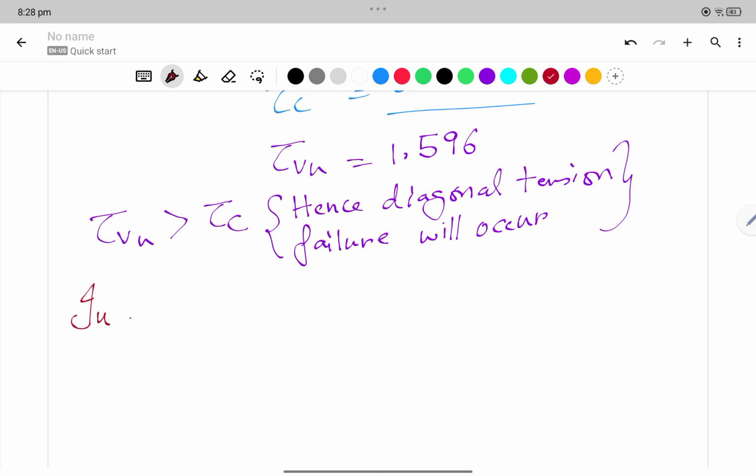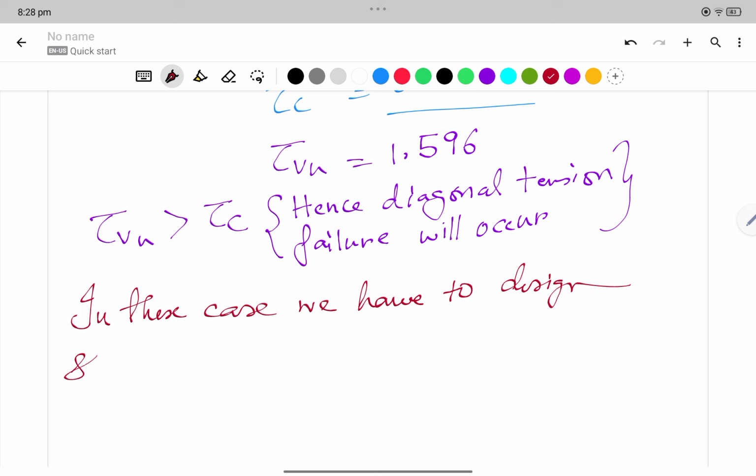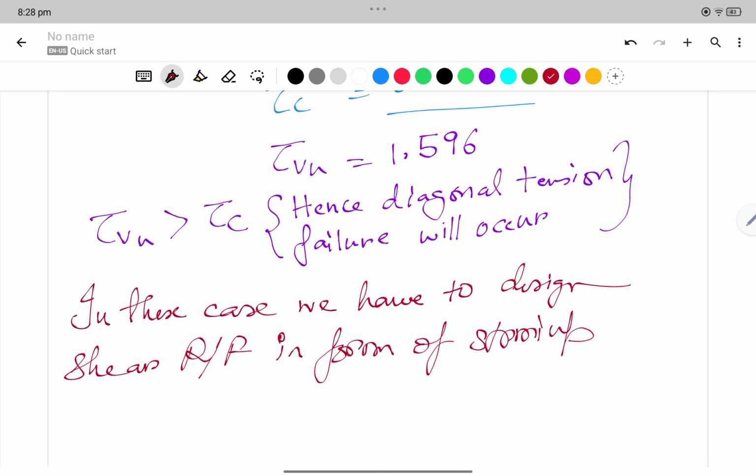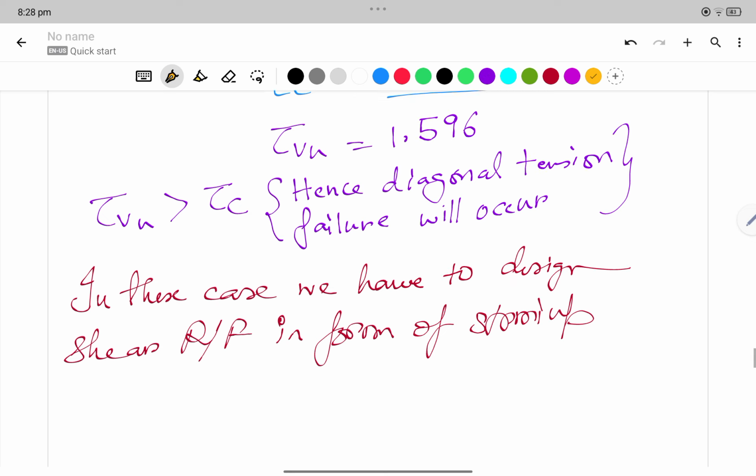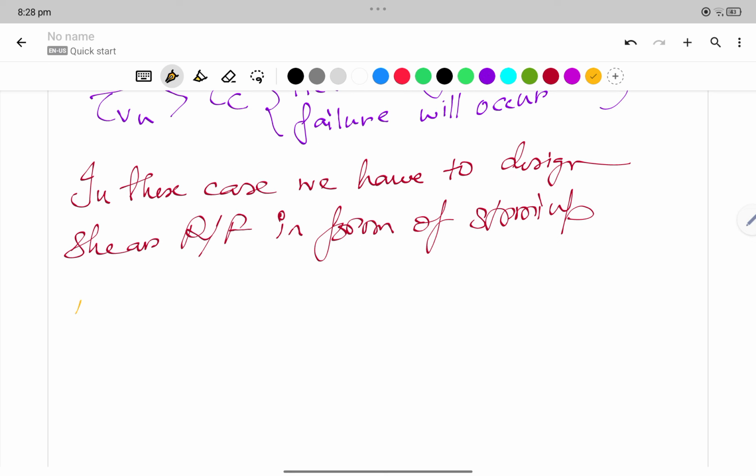In this case we have to design shear reinforcement in form of stirrup. Okay, so first we will calculate the minimum shear reinforcement.